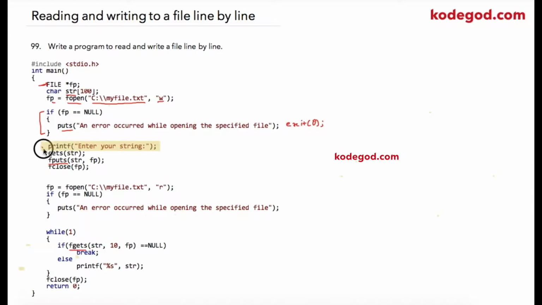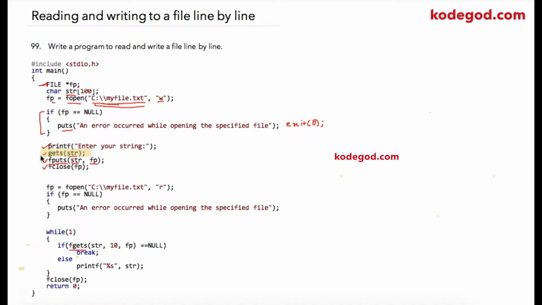So I'm asking the user to enter a string, and I'm using the gets function. Whatever string the user enters will be stored into str, which is the character array. And after that, I'm going to use fputs. I'm passing the character array to it, and that character array will be stored into the file where fp is pointing. So the user's entered string will be stored into this file. After the contents are written, I can use fclose to close that file.